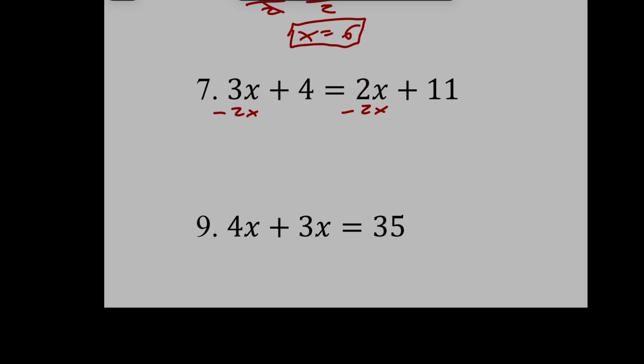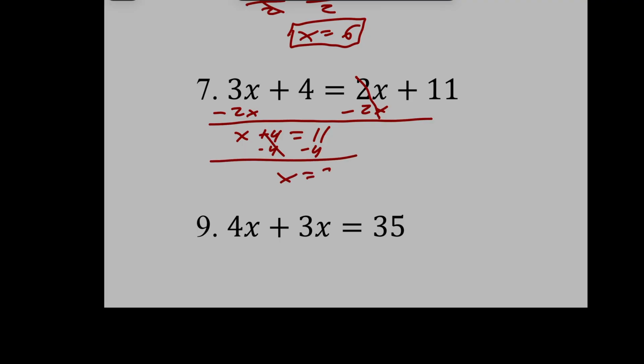You can move the 3x over here. You can move the positive 4 over there. You can move the 2x over here. You can move the plus 11 over there, and you'll get the right answer no matter what you do. But I find that students do better if they move the variable first in the direction so that it stays positive. 3x minus 2x is 1x. Well, 1x is just like writing x. Plus 4 equals 11. And now this is just a one-step problem where I subtract the 4 from both sides, and I'm going to get x equals 7.